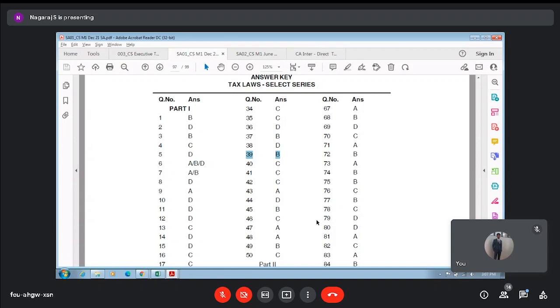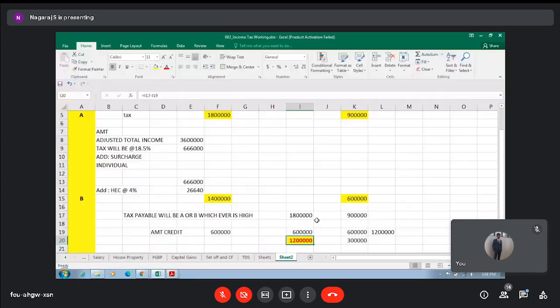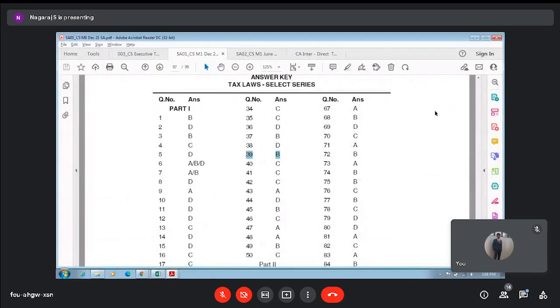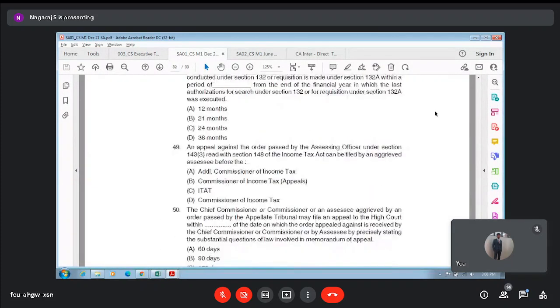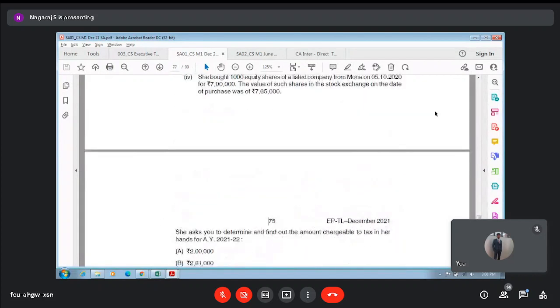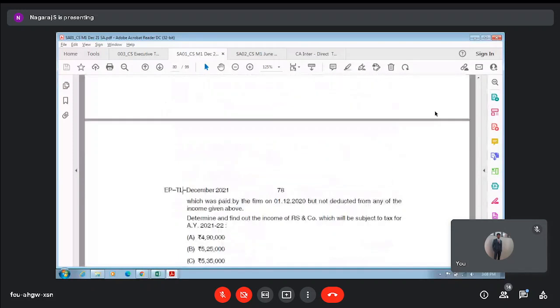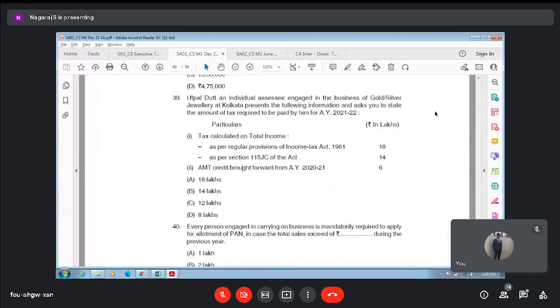Understanding how the question will come? Easy. You need not do anything here. Just understand, apply your mind, how much tax needs to be paid. Here, don't deduct the entire 6 lakhs from 18 lakhs, because you are expected to pay a minimum of 14 lakhs. That is the tax payable. If there is no AMT credit, then you would have paid 18 lakhs. Understood? Question number 39.